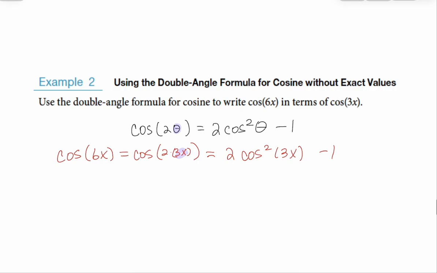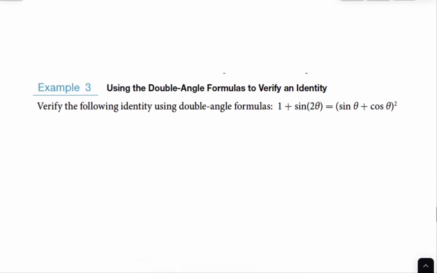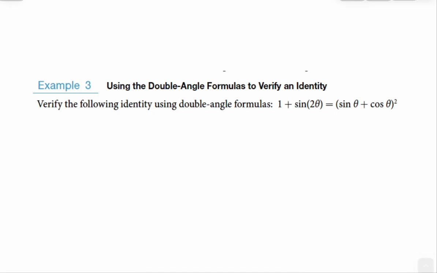Okay. And then our last example is a verification. So we have 1 plus the sine of 2 theta equals the sine of theta plus the cosine of theta, that quantity squared. Now, you might recognize that looks a heck of a lot like one of the identities that was on the quiz. One of the ones I said, oh, that's kind of the hardest one, okay? So I am going to show you how to solve this.